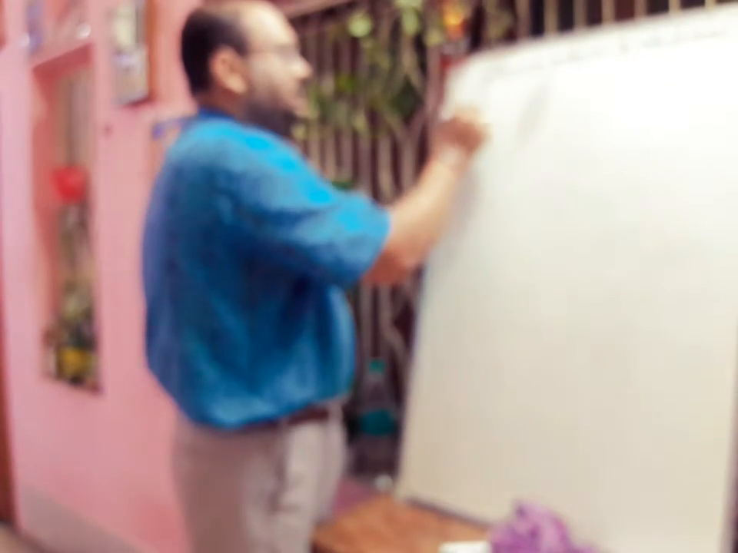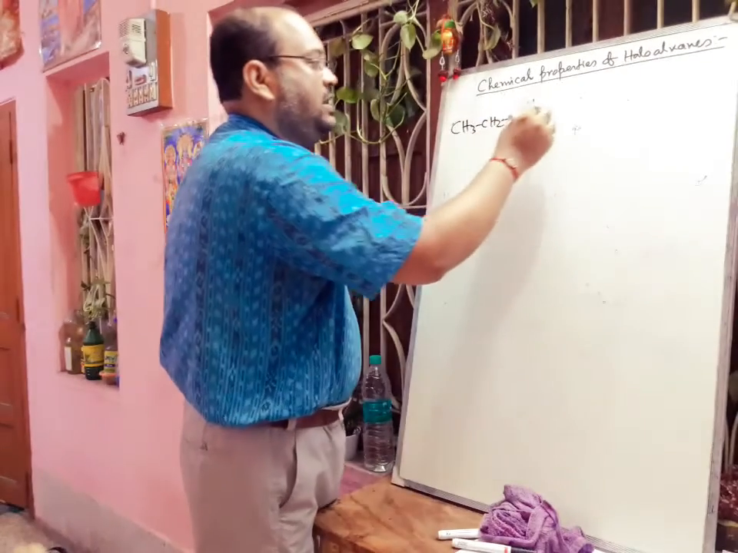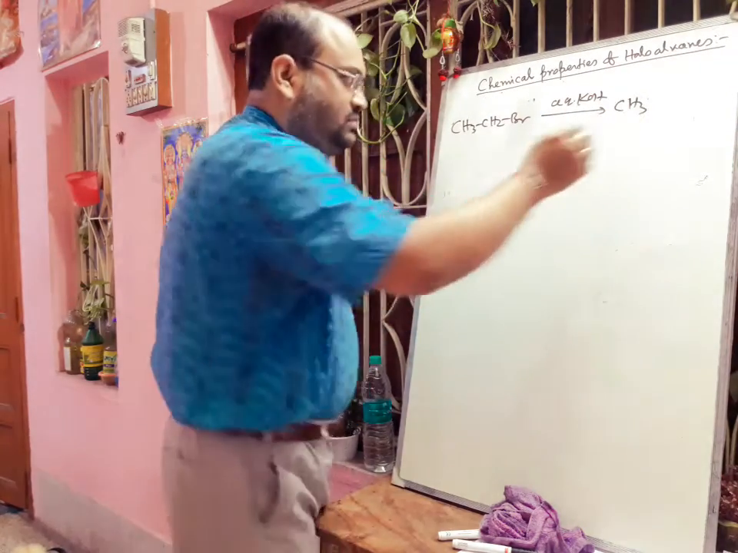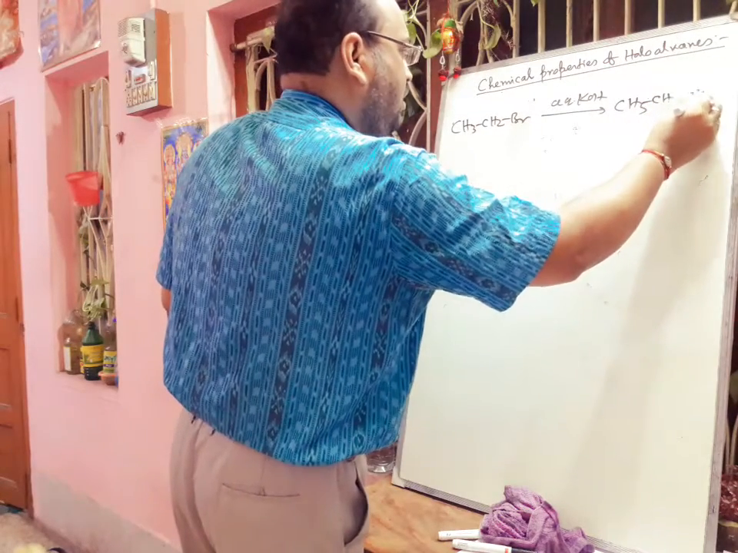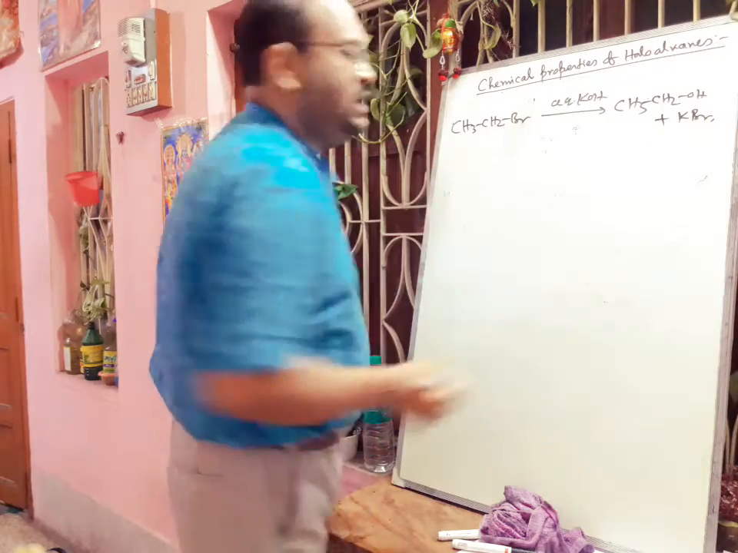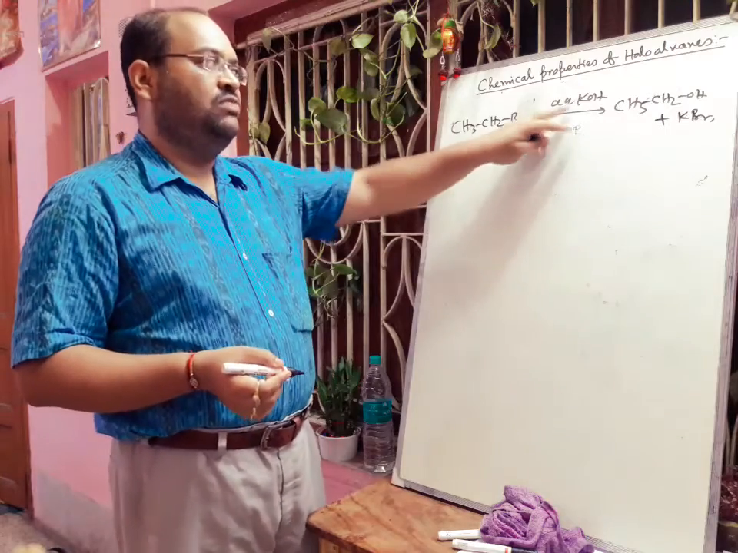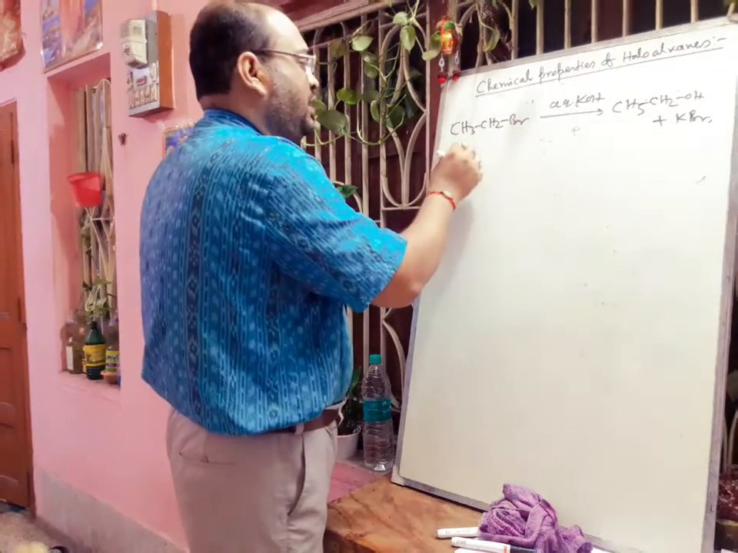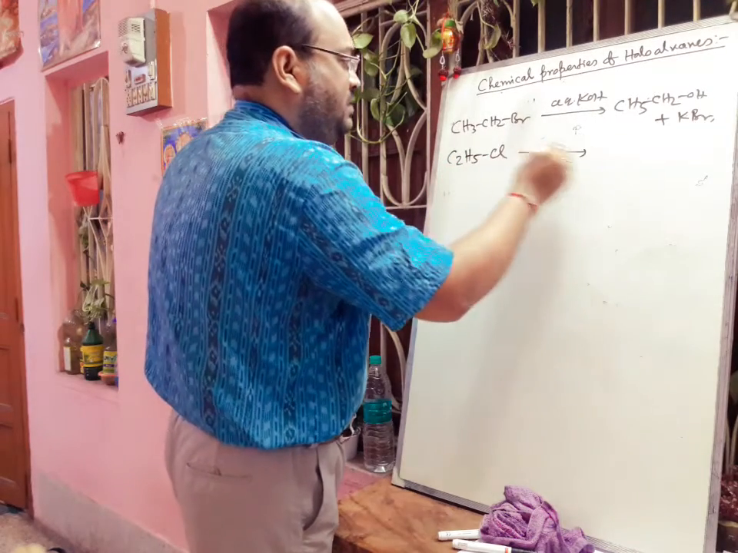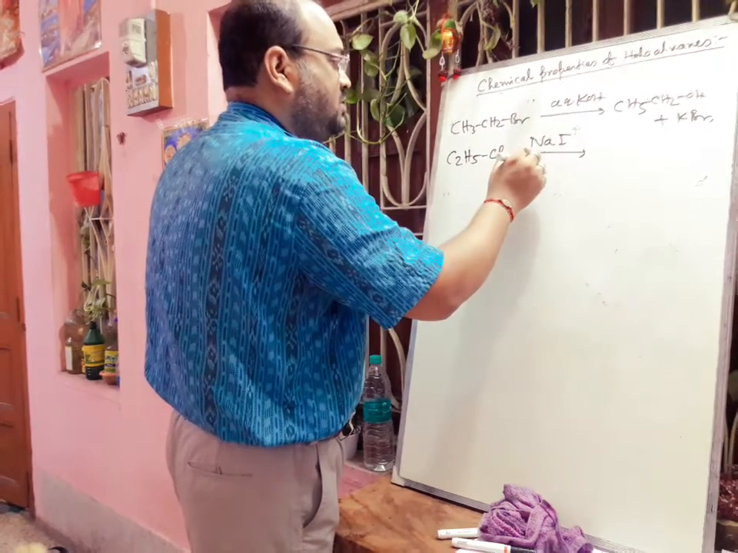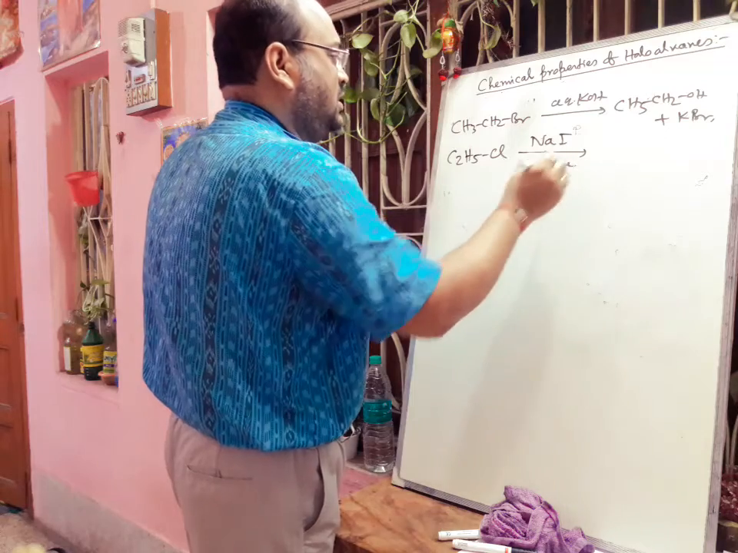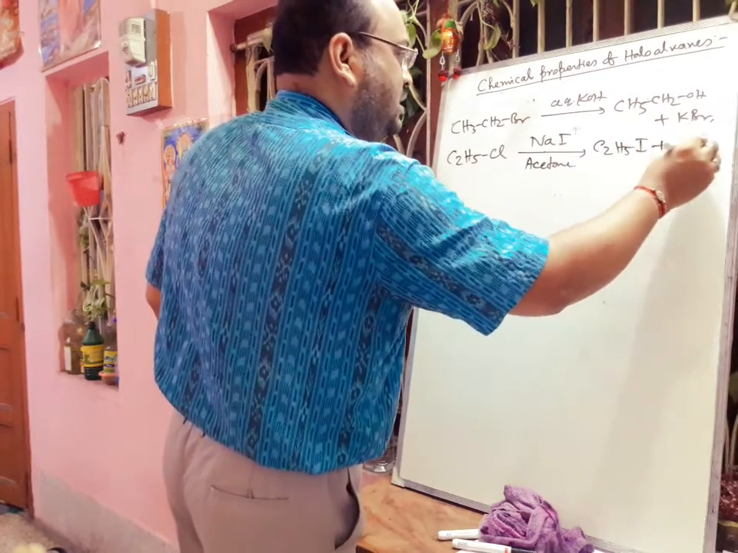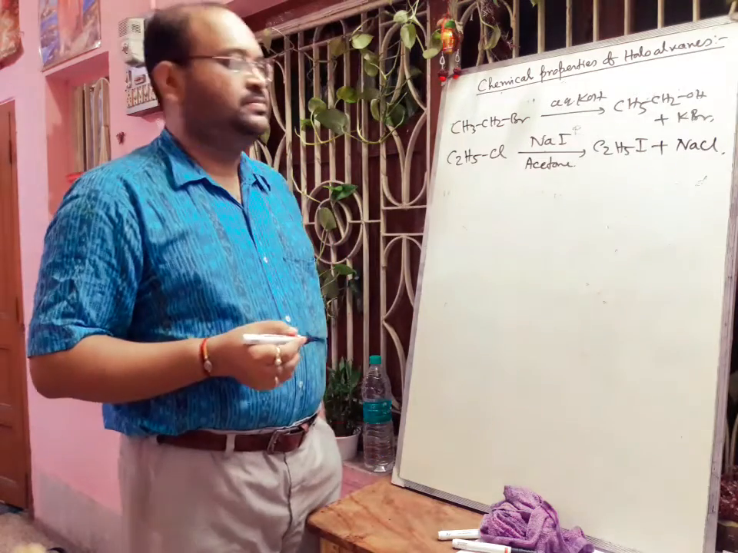So first, if we take CH3CH2Br, this ethyl bromide, and give aqueous KOH, then there will be a substitution reaction and it will form ethyl alcohol plus KBr. And you have to remember that we are using aqueous KOH for substitution reaction. Next, if I take C2H5Cl and give sodium iodide in presence of acetone solvent, then we get C2H5I plus NaCl. This reaction is called Finkelstein reaction.